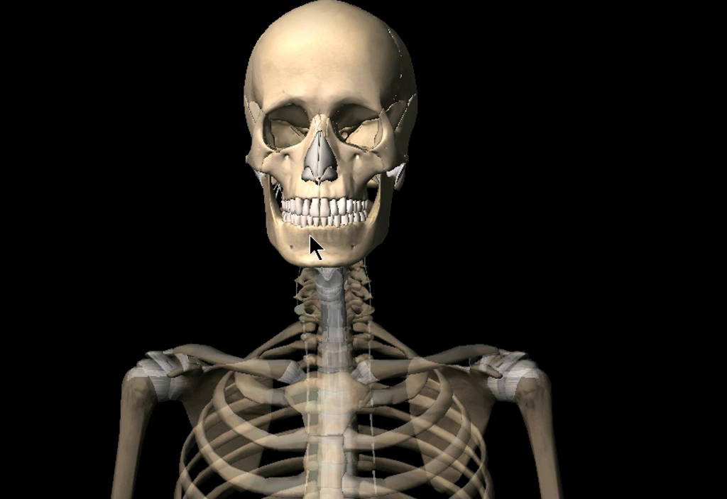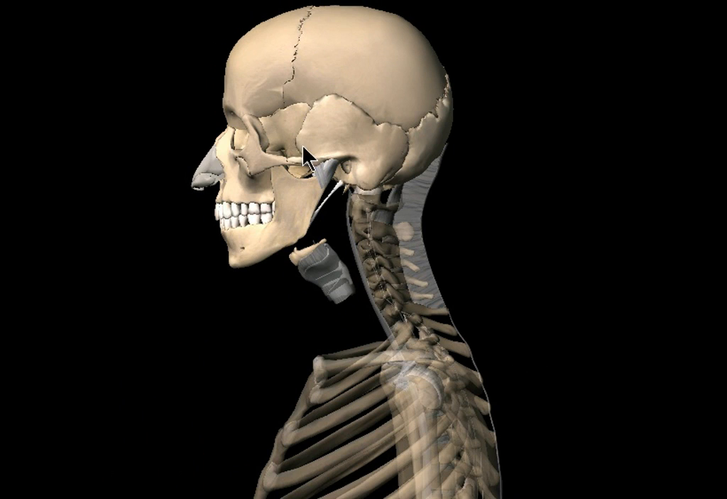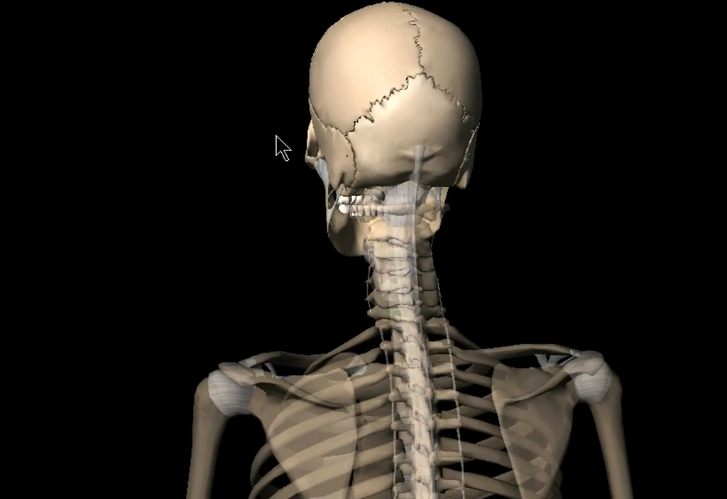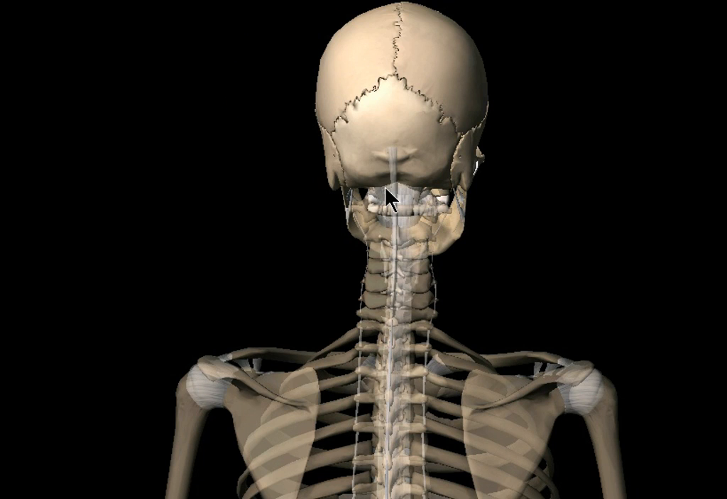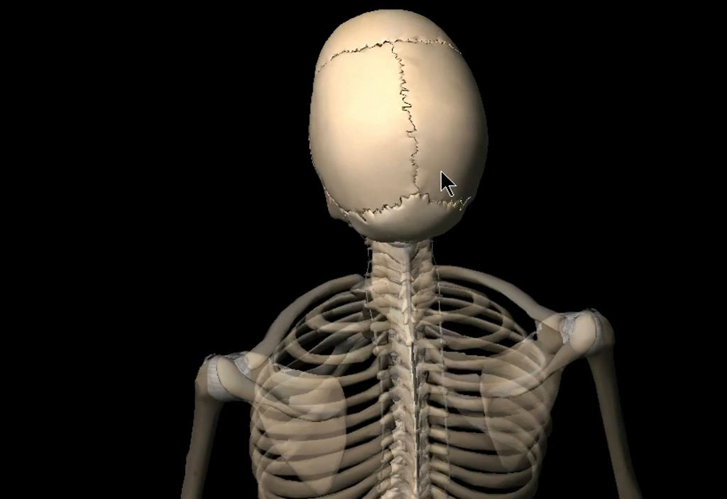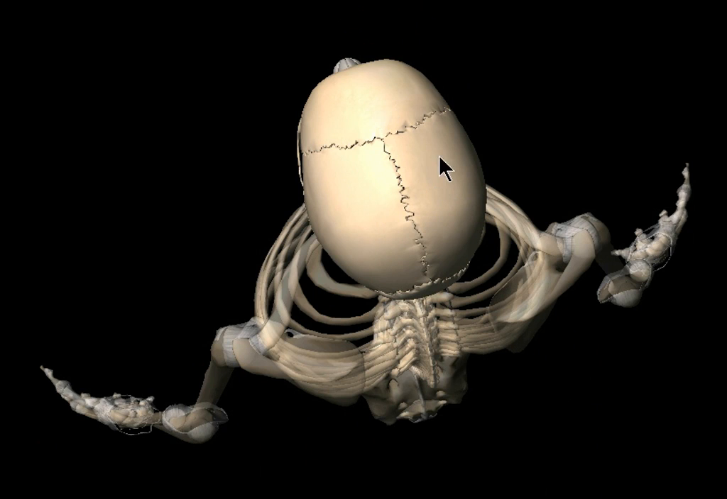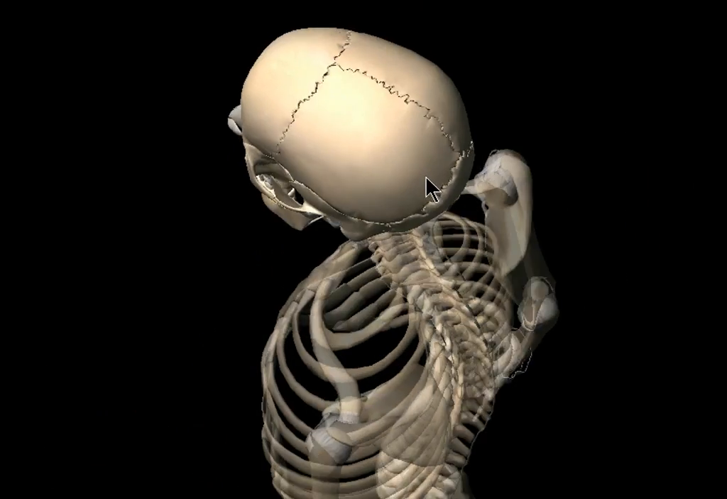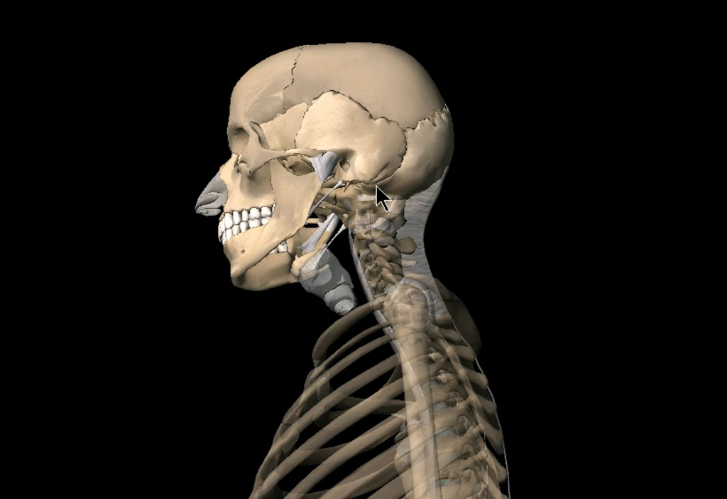Like norma frontalis, when we are observing the skull from the frontal side, norma lateralis, when we are observing the skull from the lateral side, norma occipitalis, when we are observing the skull from the occipital side, because this is the occipital bone present on the posterior side, and norma verticalis, when we are observing the skull from the top. We can study the skull from the inferior side, which is known as norma basalis. So we'll see these different views of the skull one by one.